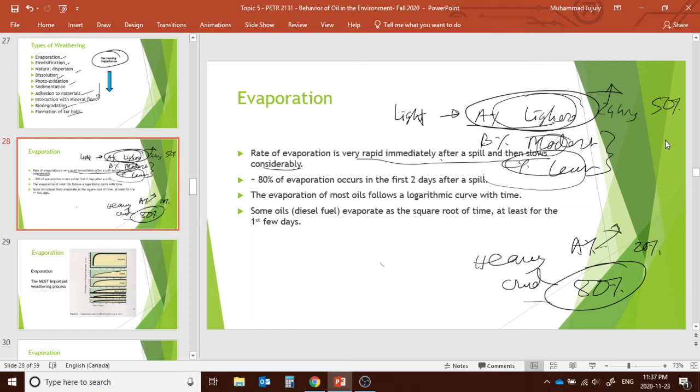That means the lighter components go very quickly, and the heavier ones very slowly. Some oils, including diesel fuel, evaporate as the square root of time, at least for the first few days. Very alarming.